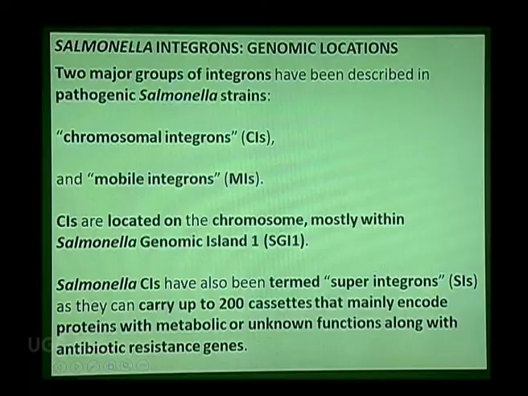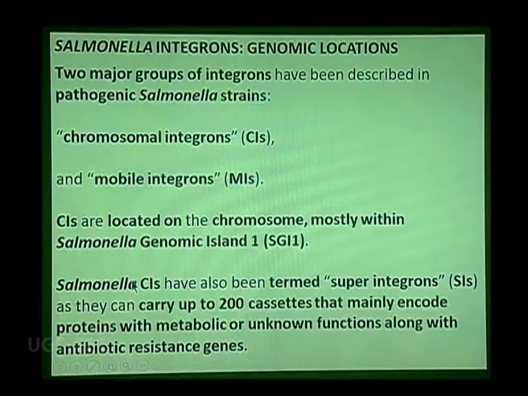The population is ready. Depending on the genomic location of integrons, Salmonella can have like 2 types of integrons. For example, one is called chromosomal integrons, called CIs, another is called mobile integrons, called MIs. CIs in Salmonella are located on the chromosome, say in the Salmonella genomic island 1 or SGI1.